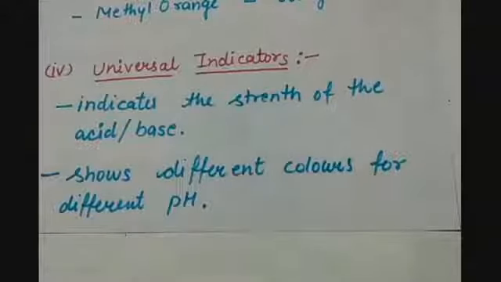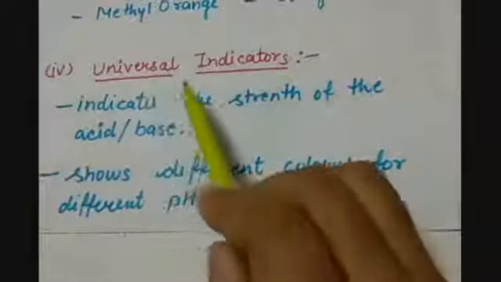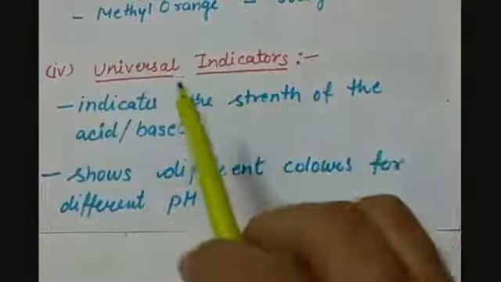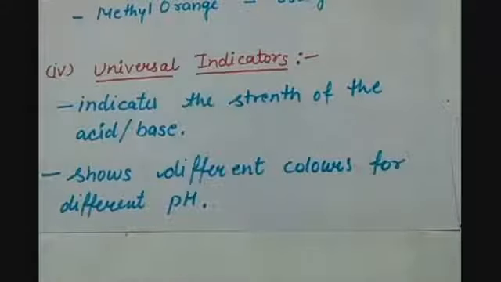So one indicator is the universal indicator. These are special indicators which are used to indicate the strength of an acid or base. Universal indicator is a combination of many indicators such as water, propanol, phenolphthalein, sodium salt, sodium hydroxide, methyl red, and some other salts also.